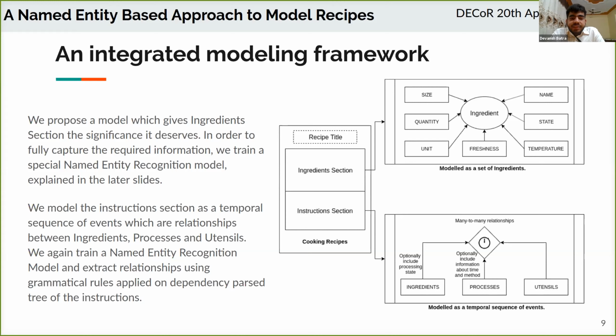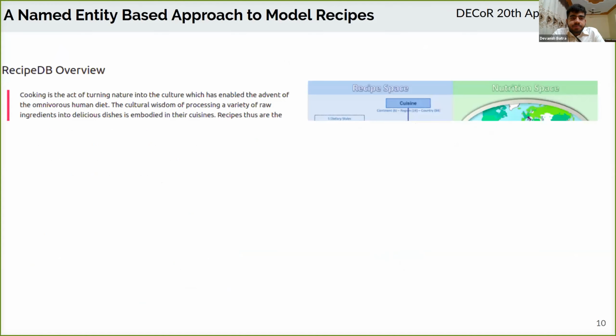We model the instruction section as a temporal sequence of events, which are relationships between ingredients, processes, and utensils. This is very similar to the graph-based approaches or the relationship-based approaches which were explained in the previous slides. And we train another named entity recognition model to extract relationships, using grammatical rules for the instruction section.